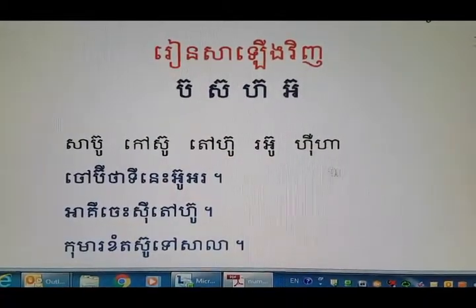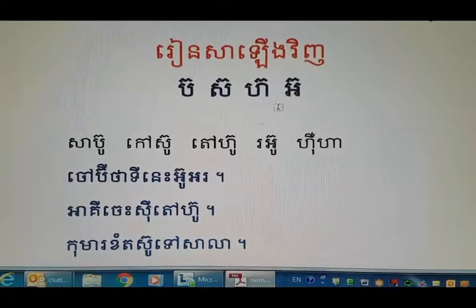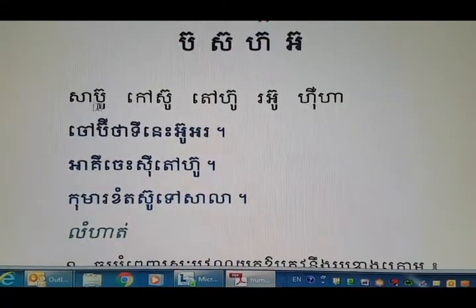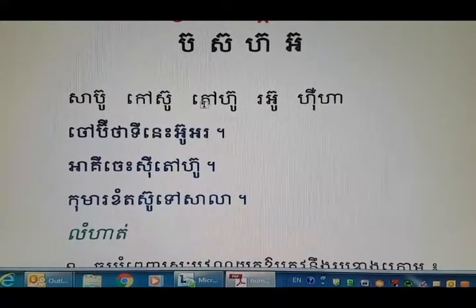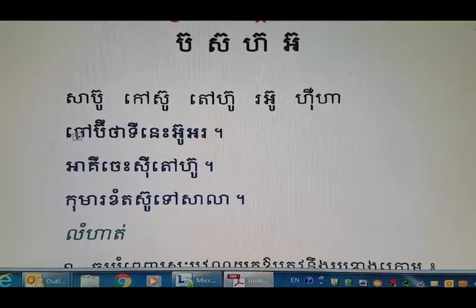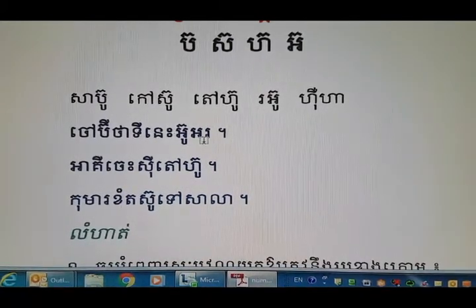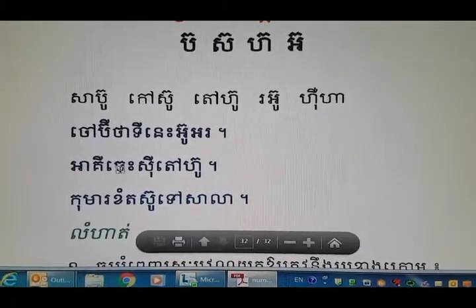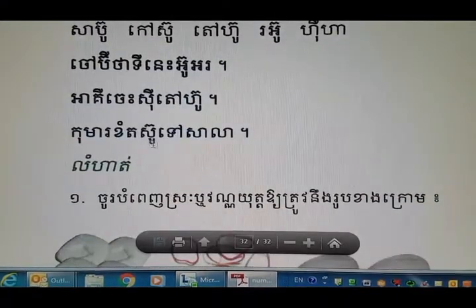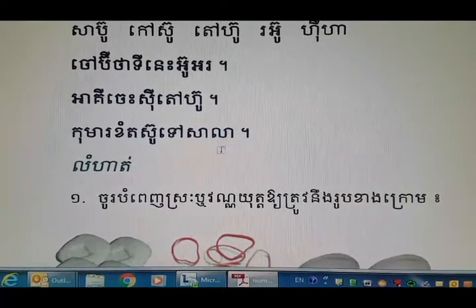And we go to the language review for the 4 letters with the trace up here. So bo, so, ho, o. Sa bu, cao su, tao hu, ro u, hư hà. Chào bi tha tì ni u o. A ký che si tàu hù. Cột má khom tò su tơ xà la.